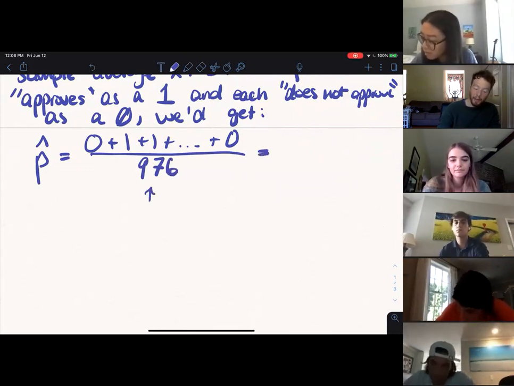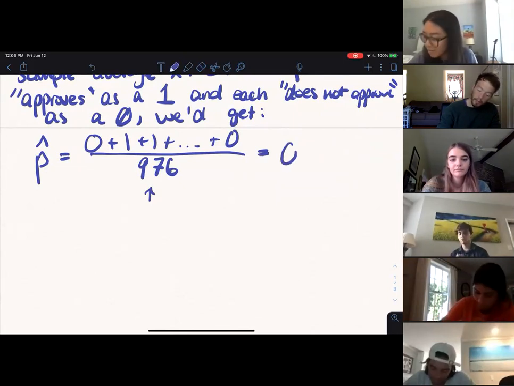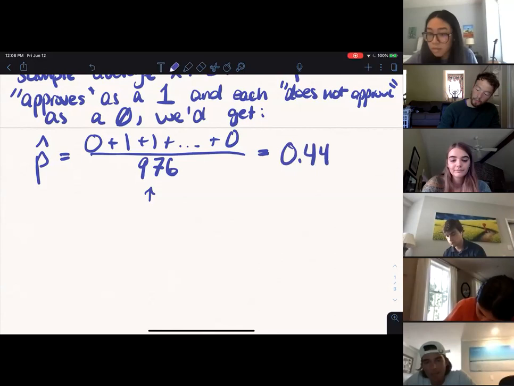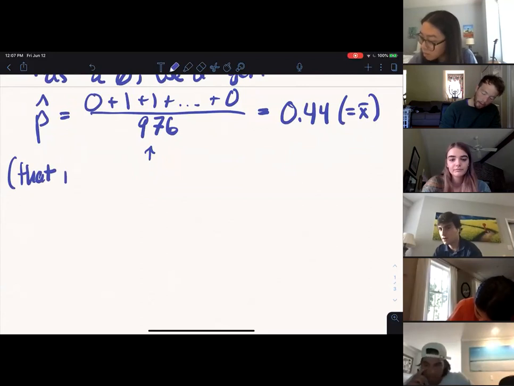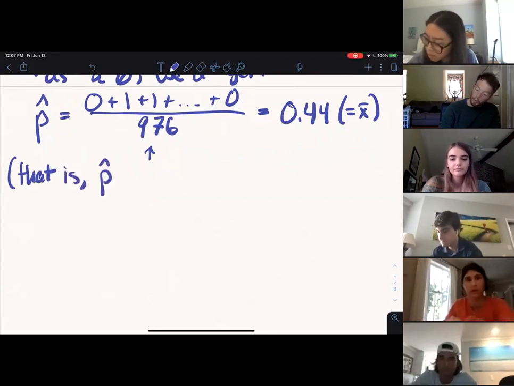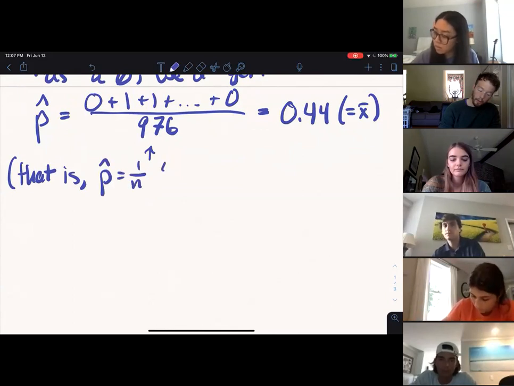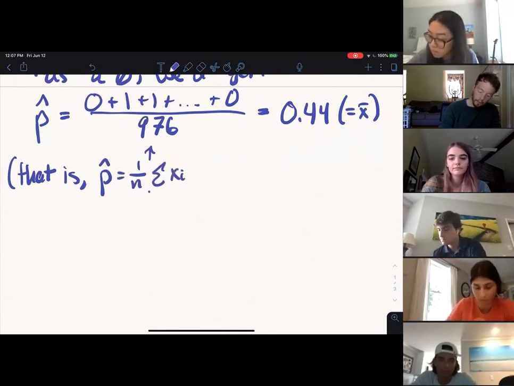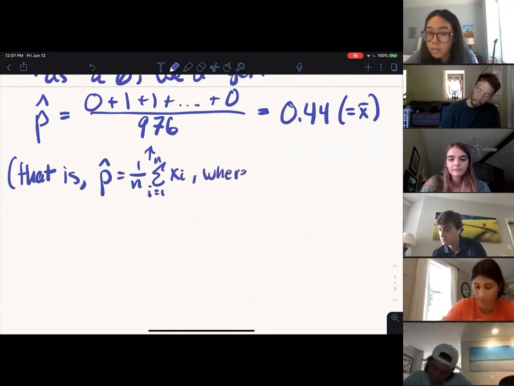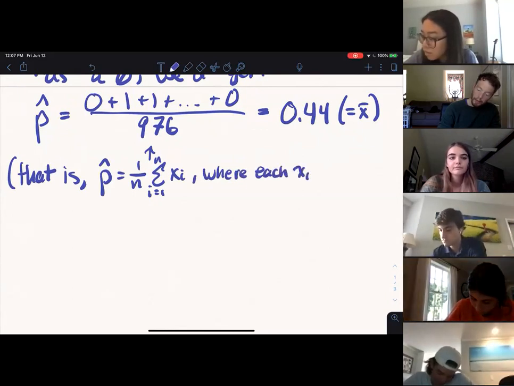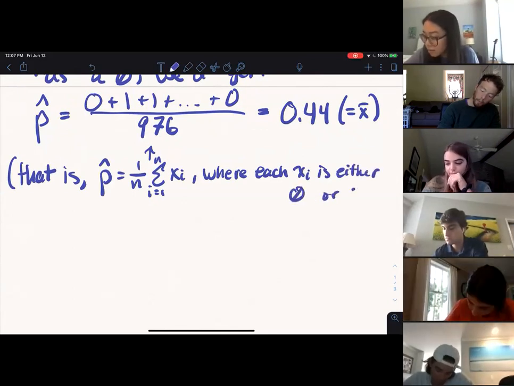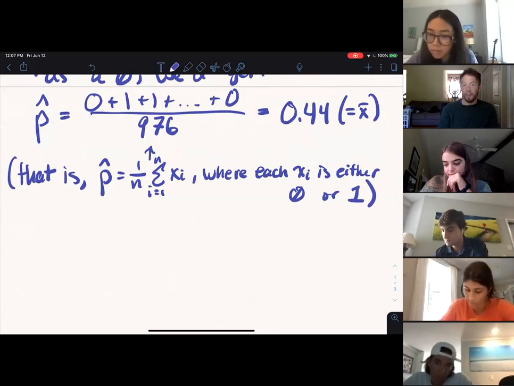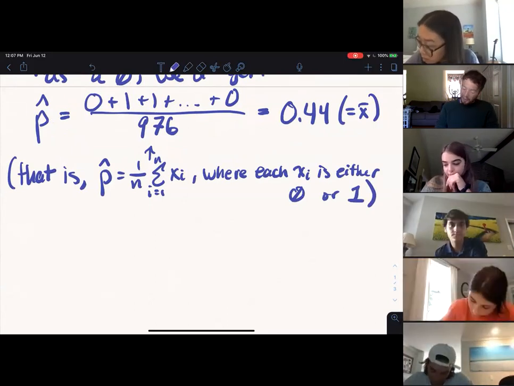You add up all the points and divide by n, and as you can see, it's equal to our sample proportion, right? So to say that maybe in another way, that is, the sample proportion is equal to 1 over n, the sum of the x values, where each xi is either 0 or 1.